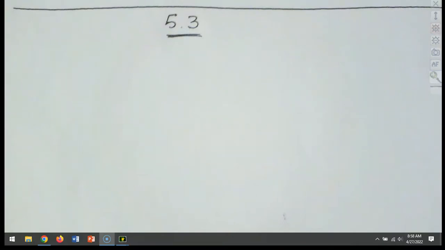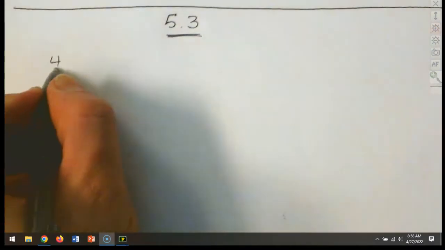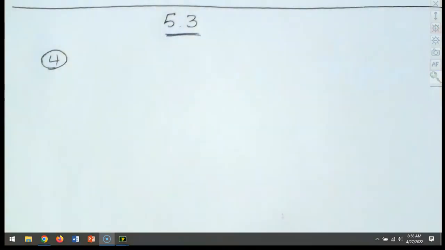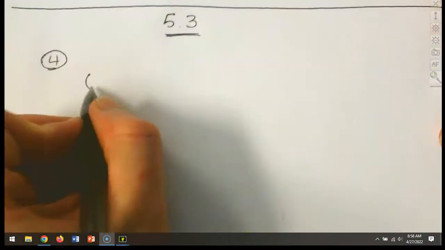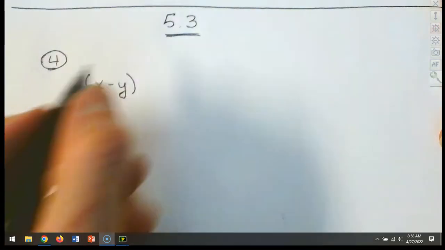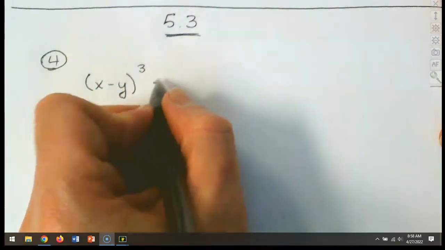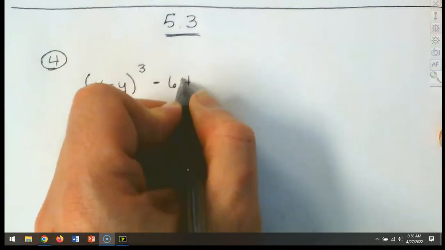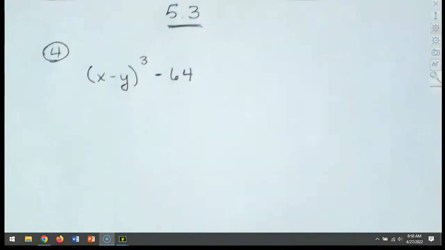Let's go ahead now and look at some of these questions out of 5.3. And we're going to look at question 4. This is (x minus y) quantity cubed, minus 64.